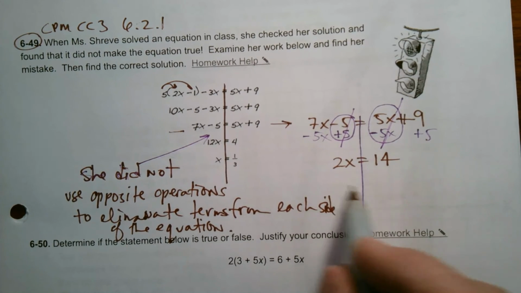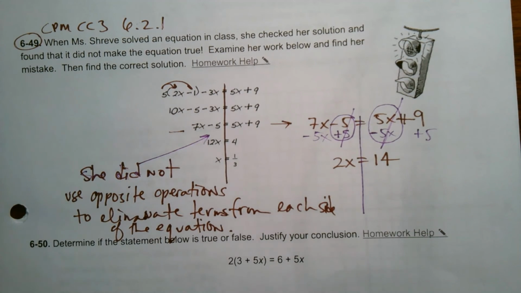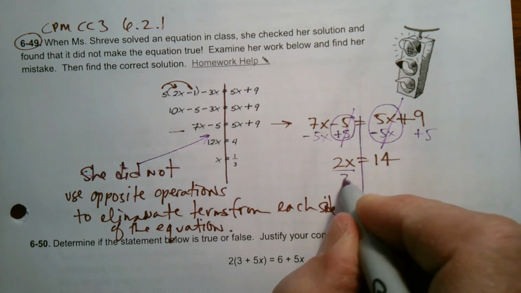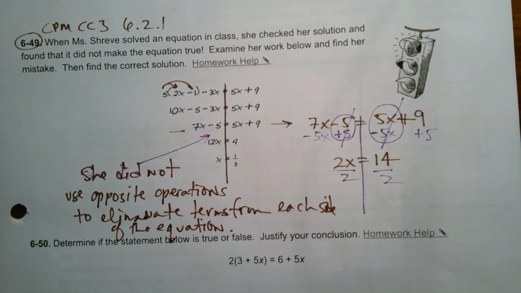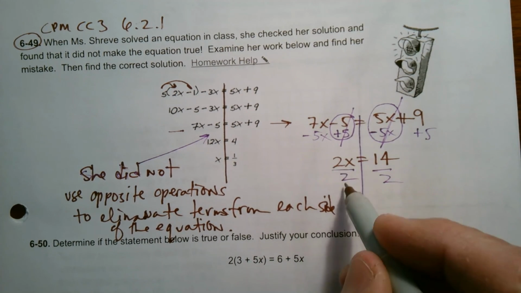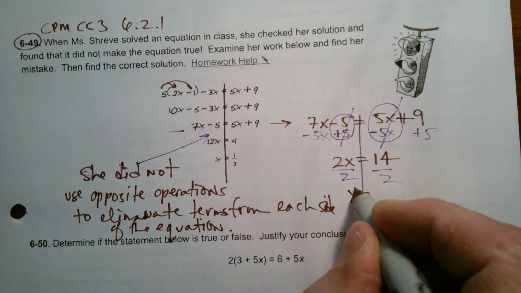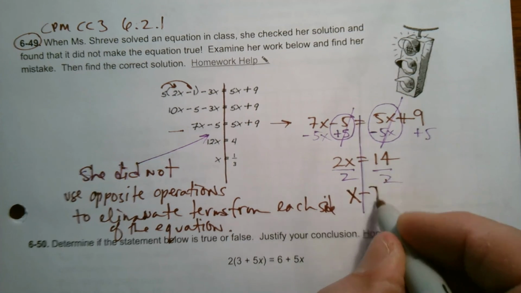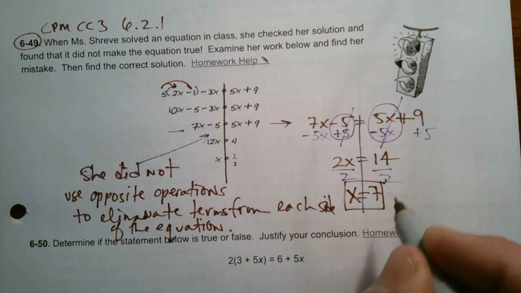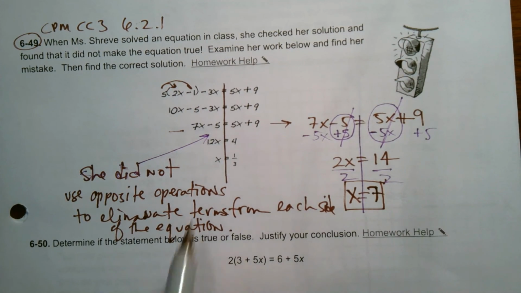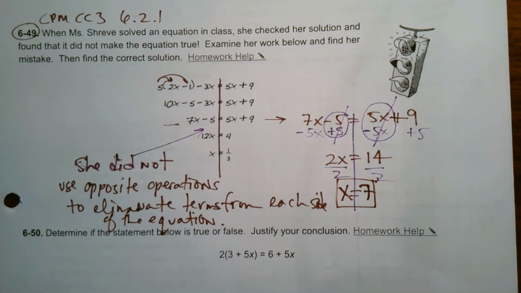That's how we should do it. And then the last step here would have been to divide by the coefficient, right? To get that x all by itself, you divide by 2. 2 divided by 2 gives me that 1x. And then 14 divided by 2 is 7. So the correct answer should be x equals 7, not x equals 1/3. All right. There we go.